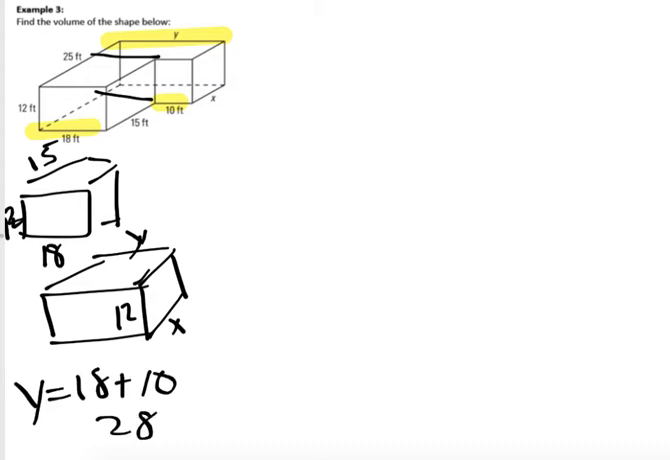And X is going to be this whole piece minus the 15 from the other one. That will give me what X is going to be. So if I went 25 minus 15, I'm going to get 10. So I now know what X and Y are, and that's all I need to know.